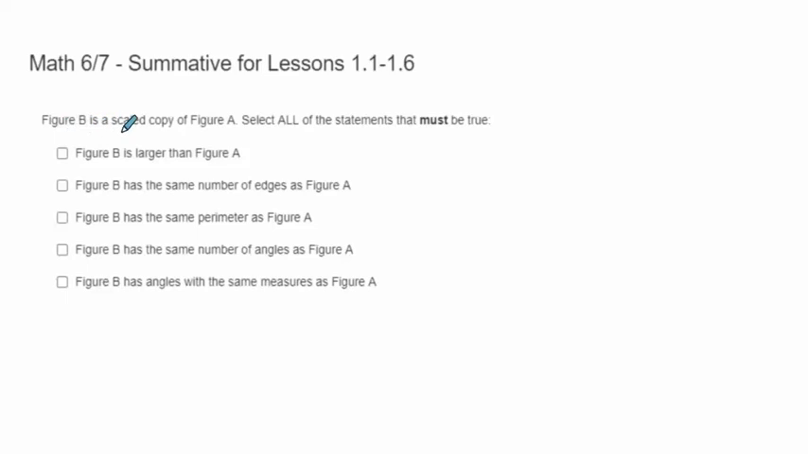All right, if figure B is a scaled copy of A, they're both scaled copies, okay? Figure B is larger than A. Well, if it's a scaled copy, it could be smaller too, so that one doesn't necessarily work. It could be bigger or smaller. Figure B has the same number of edges. Well, if I have a triangle and a scaled copy of a triangle, it would still only have 3 edges. If it was a square, it would still have 4, so that's true. It would have the same perimeter. Well, that's not true. That's the distance around. Obviously, this one would be getting larger, so that's not true.